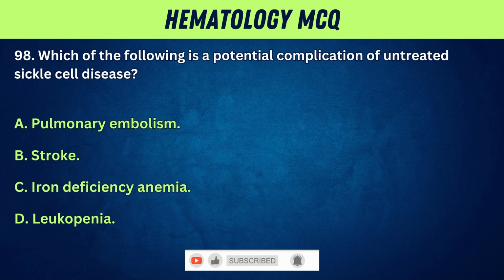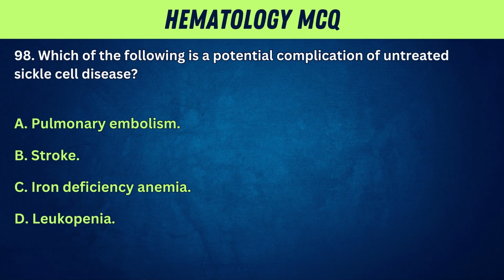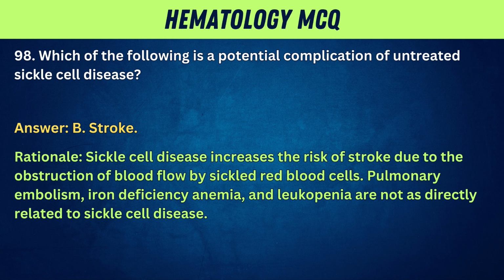98. Which of the following is a potential complication of untreated sickle cell disease? A. Pulmonary embolism. B. Stroke. C. Iron deficiency anemia. D. Leukopenia. Answer: B. Stroke.